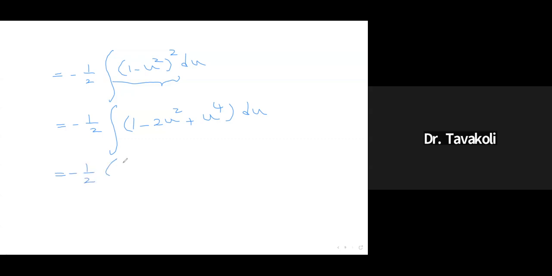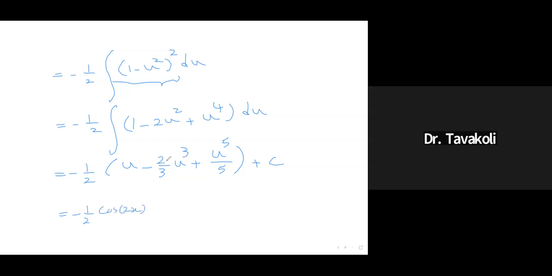Antiderivative of 1 is u, minus 2 times antiderivative of u squared, which is u cubed over 3. So this is going to be 2/3 u cubed. And antiderivative of u to the 4 is u to the 5 over 5. And plus c. Just distribute that minus 1/2 over the parentheses and do the back substitution, knowing that u is cosine of 2x. So the final answer is going to be minus 1/2 cosine of 2x.